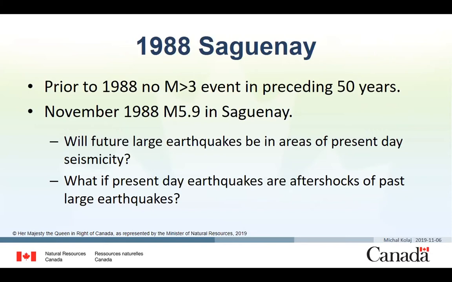One of the very interesting areas of research that has been going on in Central and Eastern North America and in other intraplate settings is, what if present-day earthquakes are just really long-lived aftershock sequences of historical large earthquakes? And perhaps the future magnitude 7 earthquake might not necessarily be in that spot. It might be in a tectonically similar spot, but not necessarily where we have present-day seismicity. So this is one of the things we try to quantify in the hazard model.